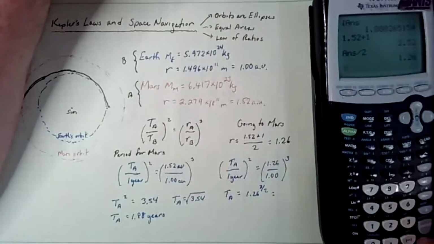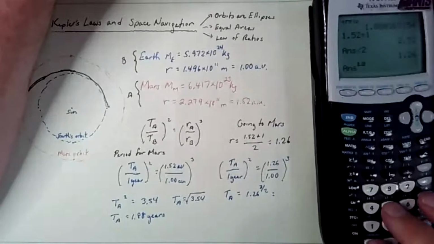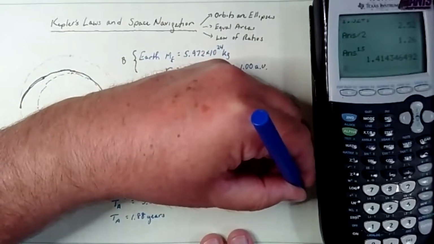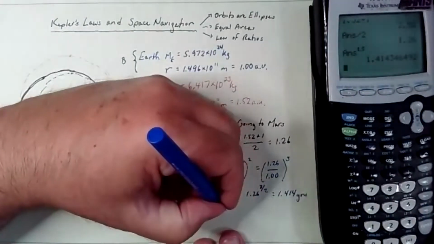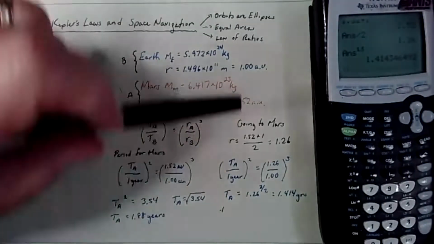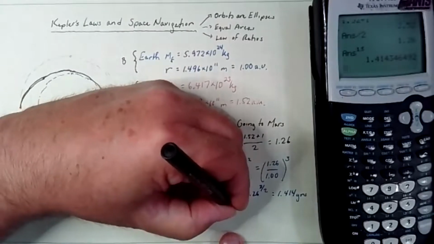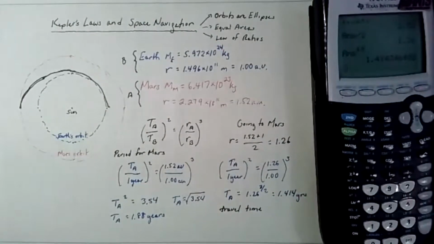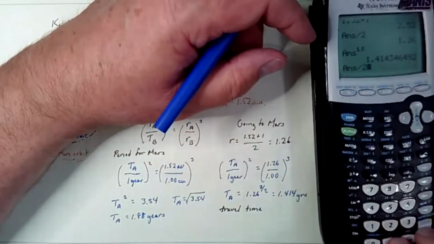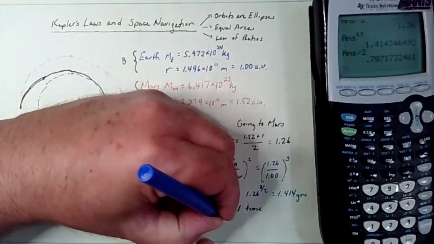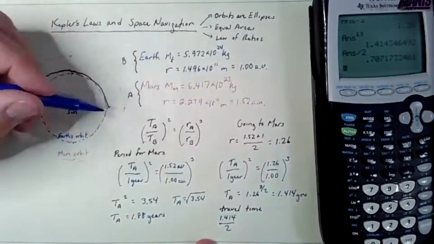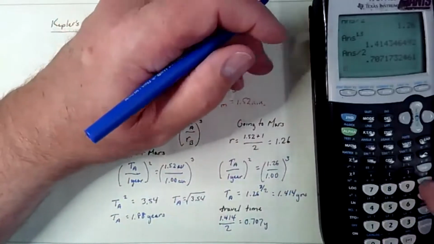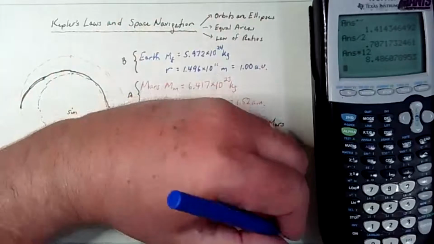And here's what it looks like on my calculator. I'm going to take the answer I just got and raise it to the 1.5 power. And so that's 1.414 years. But for travel time, we're only going to do half that orbit. That's going to be 1.414 divided by 2, because we're only going to do half the orbit. And then if we multiply that by 12 months, we get about 8.5 months.